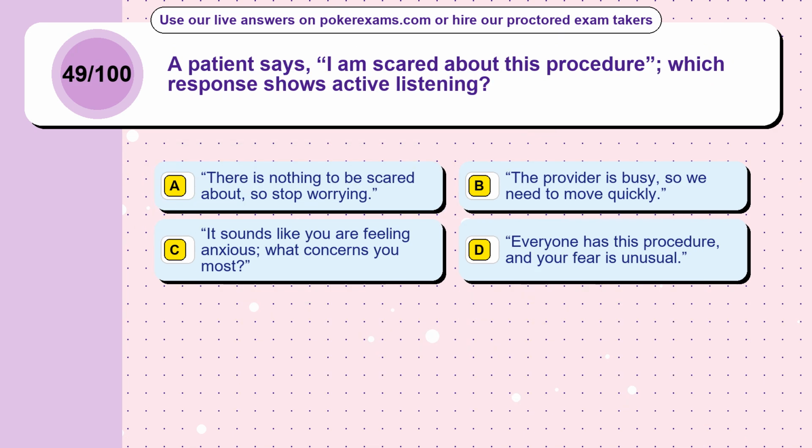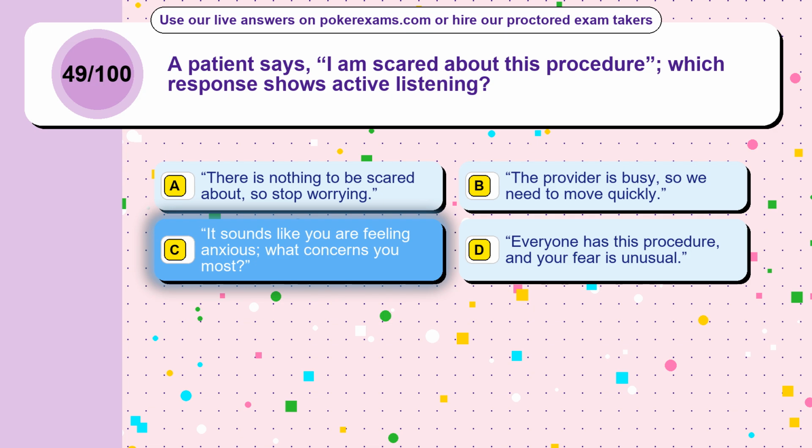Question 49. A patient says, "I am scared about this procedure." Which response shows active listening? Option A, there is nothing to be scared about, so stop worrying. Option B, the provider is busy, so we need to move quickly. Option C, it sounds like you are feeling anxious, what concerns you most? Option D, everyone has this procedure, and your fear is unusual.